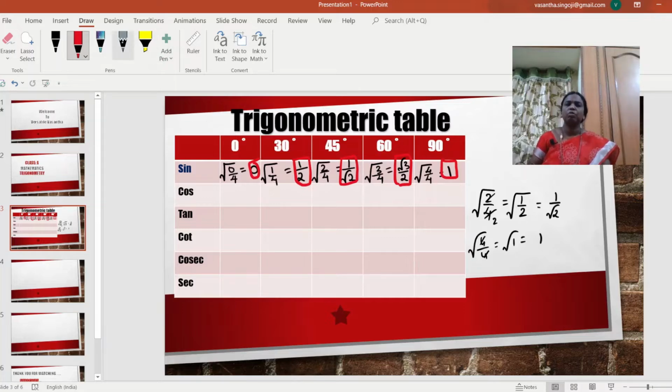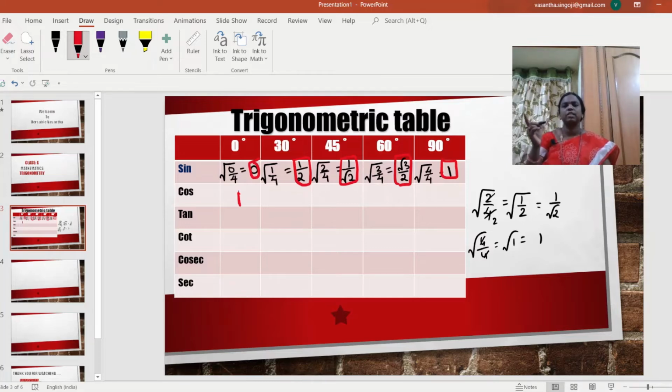Now how to go about writing the cos values? Now let us see. It's very simple. You just need to reverse them. That is, from 90, 60, 45, 30, 0, you start writing the cos values. So sine 90 and cos 0 will become the same. So I am choosing this 1 here. I am writing here 1. So here my cos 0 will be 1.